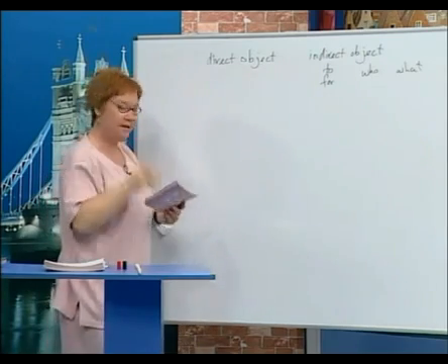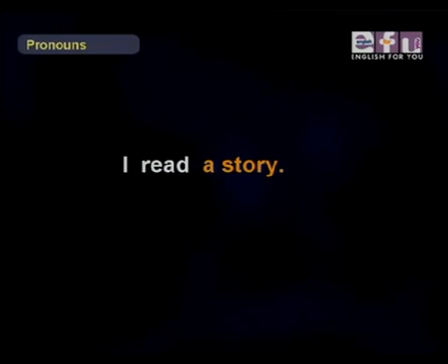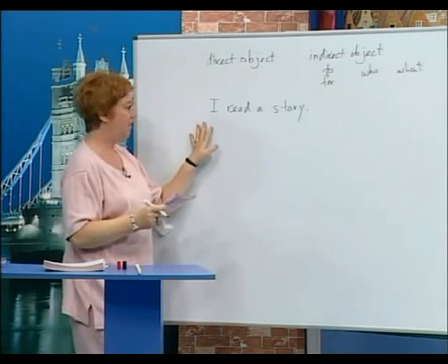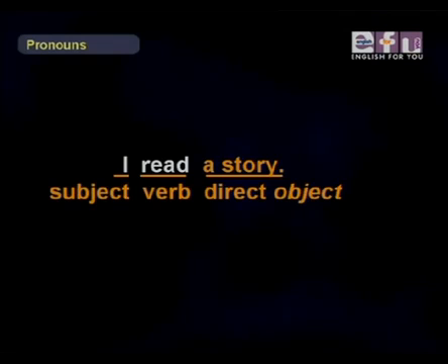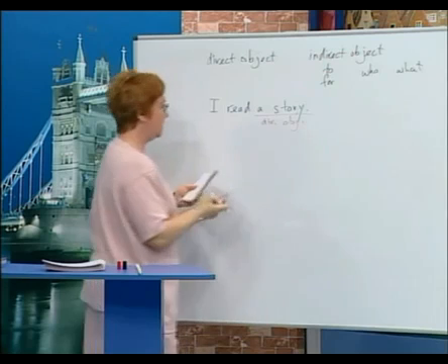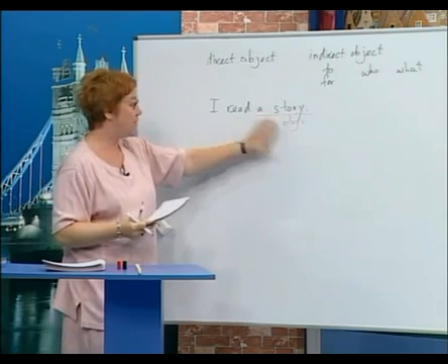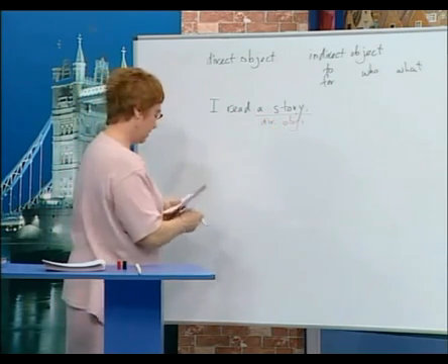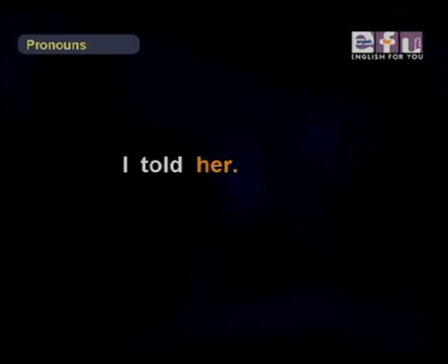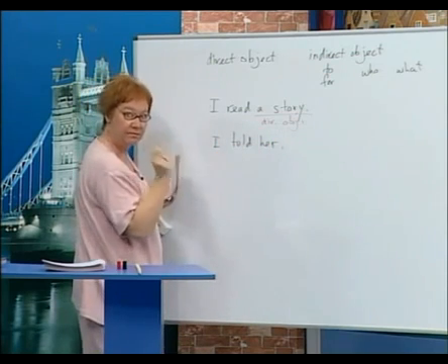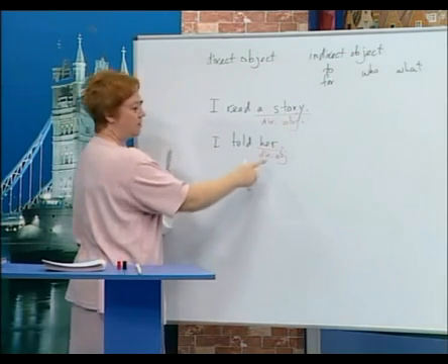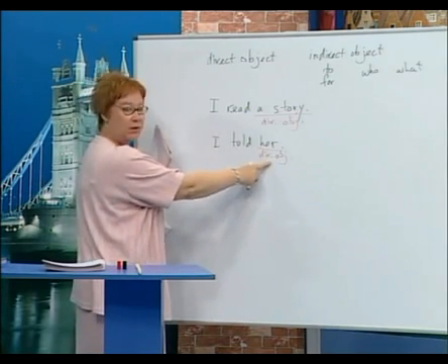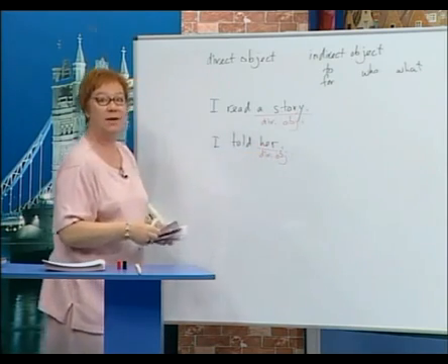Now, look at this sentence. I read a story. Okay? Now, the story is the direct object. It answers the question, what did you read? I read a story. Now, here's another one. I told her. Direct object. Okay? So this answers the question, who? I told who? I told her. This is the direct object.